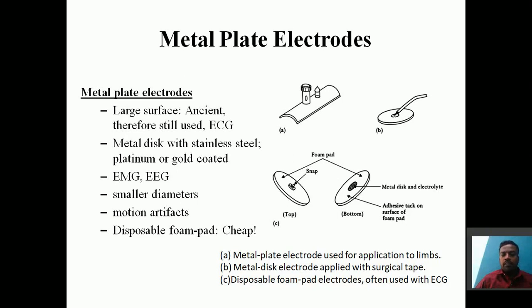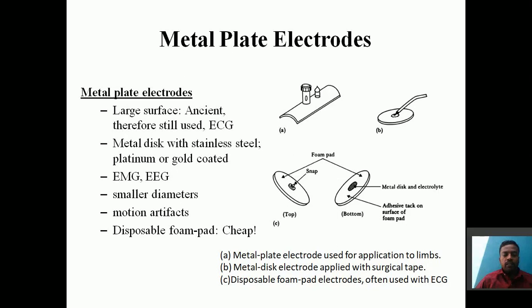Metal disc is figure B. It may be stainless steel, platinum, or gold coated. This is a metal disc electrode, used to measure EMG and EEG. These disc electrodes have a very small diameter and very little motion artifact. We have already studied what motion artifact is.